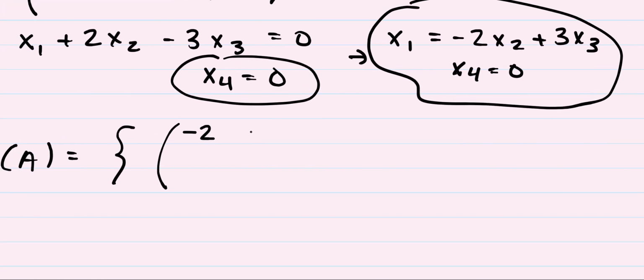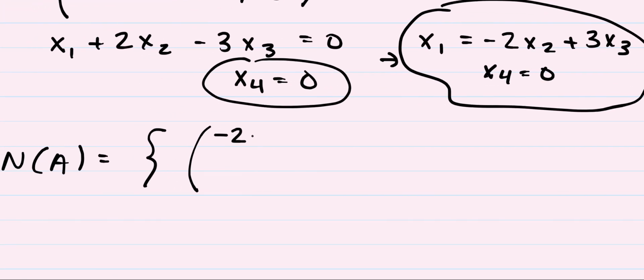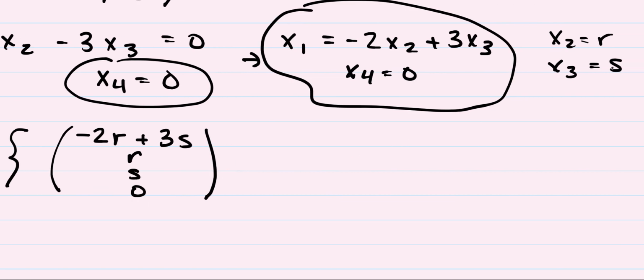So the null space is the set of vectors that look like negative 2r plus 3s, x2 is r, x3 is s, and x4 is 0. Just by following what I have here, such that r and s are real numbers.